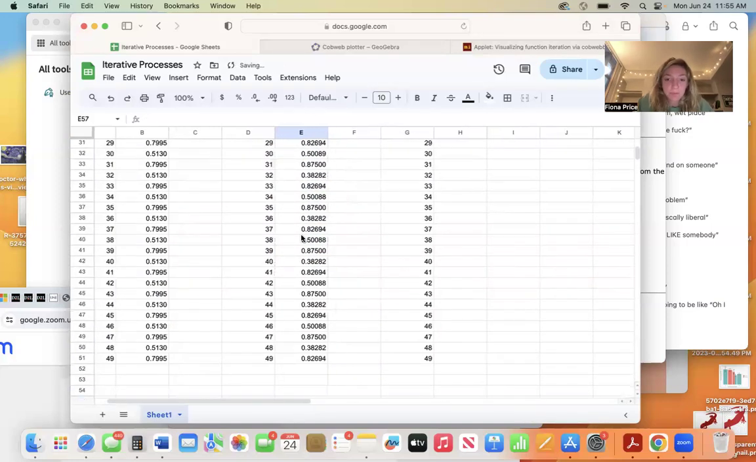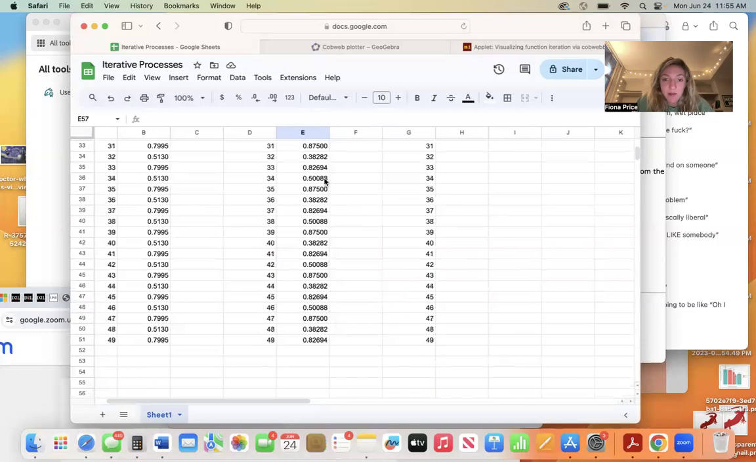Okay. So is it converging? No, it's not headed towards one number, but I am seeing repeated numbers. So it is cycling. We're seeing this. So we've got a 0.5, a 0.875, 0.383, 0.8269, and then we hit this one again. So it's a 4 cycle, and these are our resulting values.